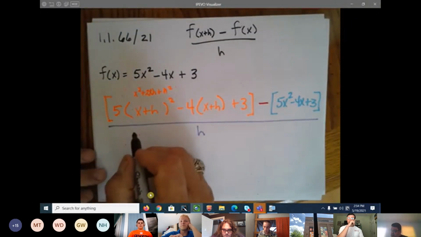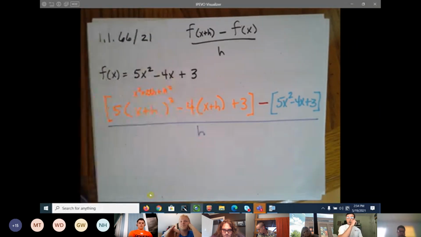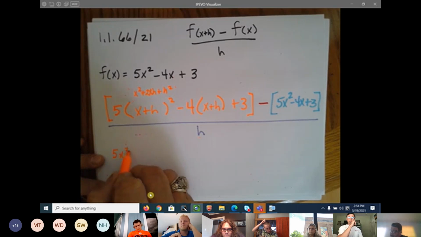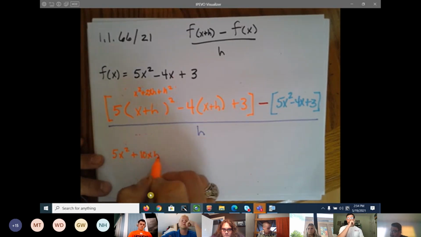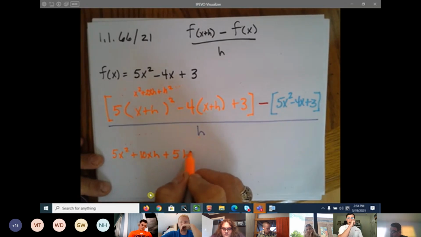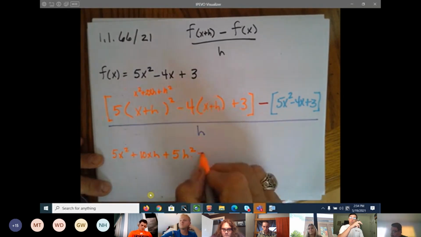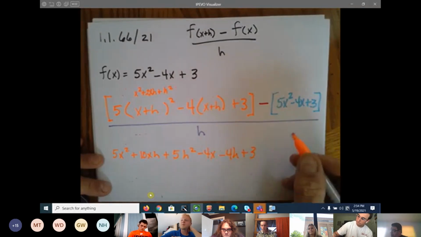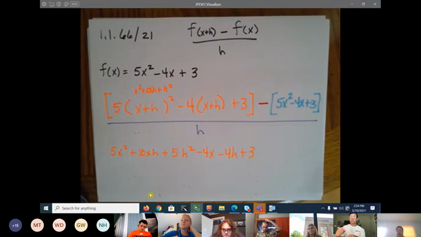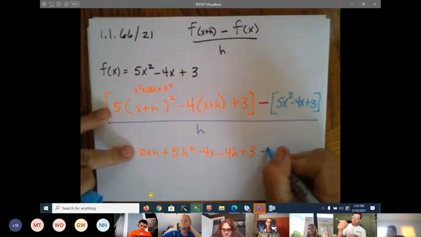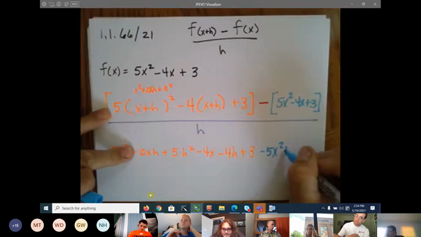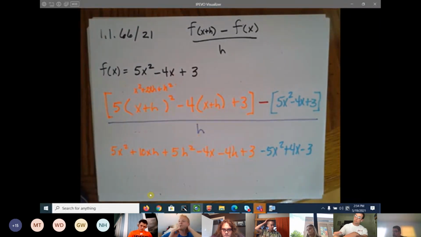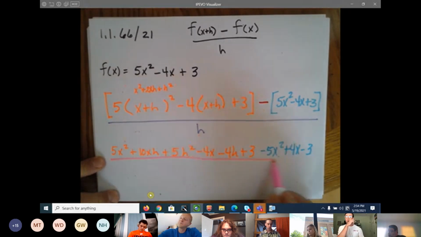So that's going to be 5x squared. Y'all check me. 5x squared plus 10xh plus 5h squared minus 4x minus 4h plus 3. I'm going to write this in blue. Minus 5x squared plus 4x minus 3 over h. Now remember, your non-h terms should cancel.